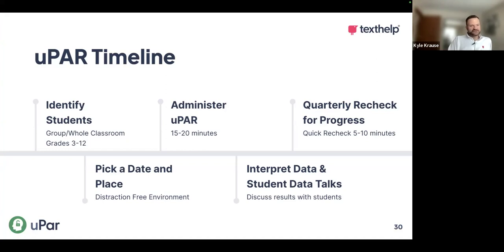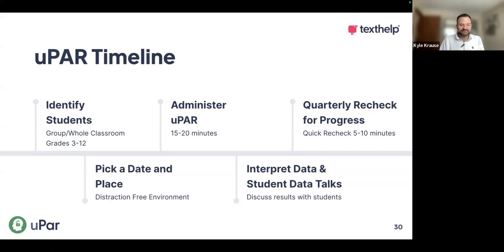On the uPar timeline, I always like to highlight some of the different things you need to consider as you administer uPar for the first time, or just think about what steps are involved. It's identifying those students. You can do a whole group of students or a whole classroom. The great thing is you all should have access to a uPar license through your AEA, and those are unlimited licenses. So we can add a domain to that license where your students can all have access to take uPar through their email domain as well. So identifying students should not be the hardest part.